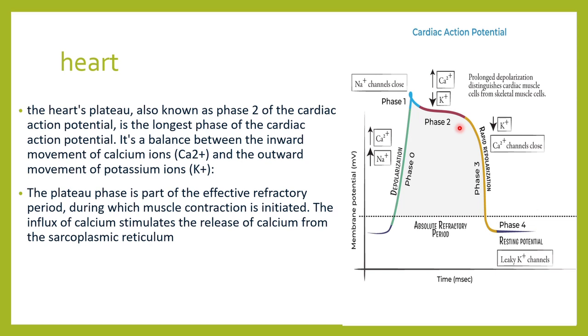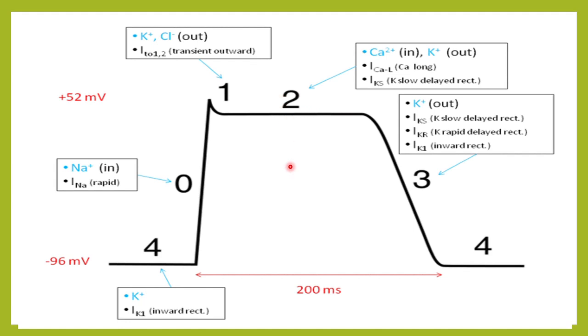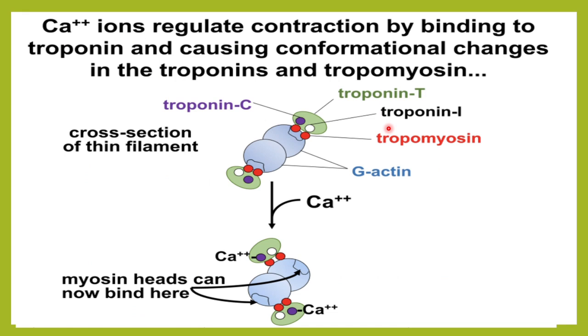The influx of calcium stimulates the release of calcium from the sarcoplasmic reticulum. I have already told you. Once the calcium enters, that will stimulate the sarcoplasmic reticulum to release more calcium. Calcium has moved inside and the potassium is moving out, maintaining the plateau. These calcium ions regulate the contraction by binding to the troponin.